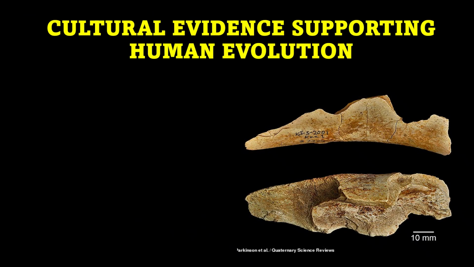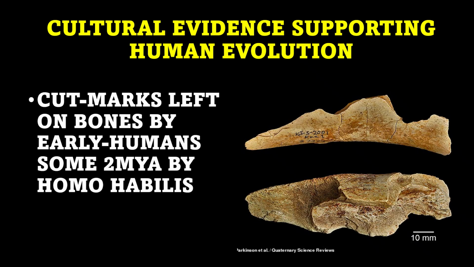So what we have here, we'll be looking at cultural evidence, and this is an example of cut marks left by humans 2 million years ago. It was actually created by Homo habilis. These marks were not left behind by carnivores. These were left behind by humans because the shape here does not match the canines of carnivores. These are two cut marks left behind by Homo habilis.